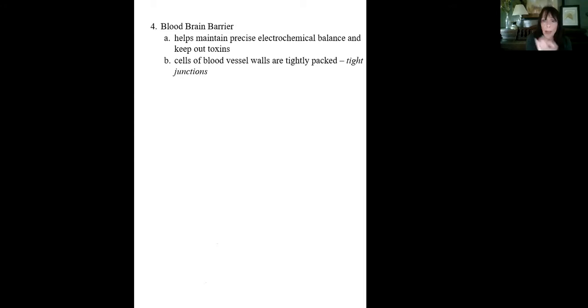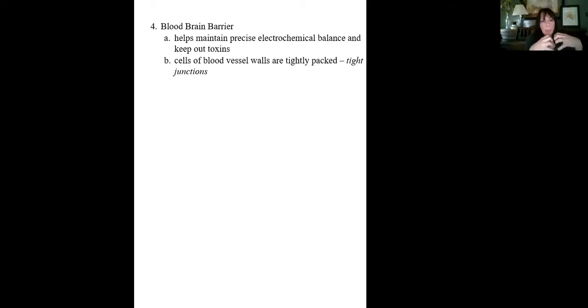The blood-brain barrier. We have a barrier that surrounds the brain and our CNS, and this blood-brain barrier helps maintain a very precise electrical balance, and it also helps to keep out toxins. This is really important. We don't want our brain just to be like, oh, let everything in, I don't care, you're toxic, oh, that's okay, welcome. No, not in our brains.